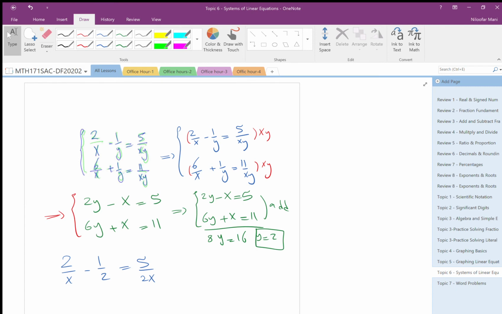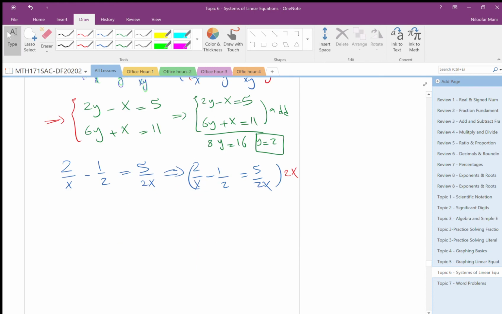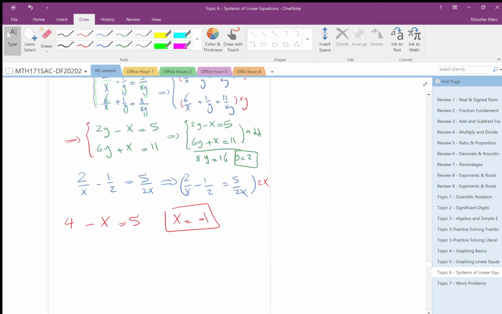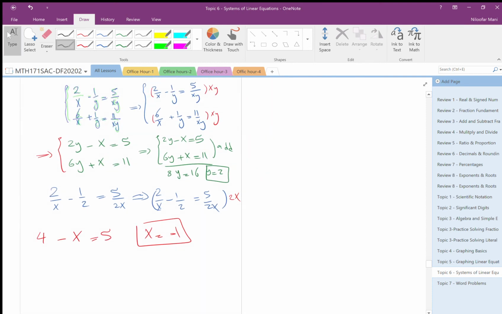For example, here I want you to solve for x. You can multiply both sides by 2x. So you have 2 over x minus 1 over 2 equals 5 over 2x. Then x and x cancel, I have 4 minus 2, and 2 and 2 cancel, I have minus x equals 5. So x is minus 1. And then I can check in both equations.